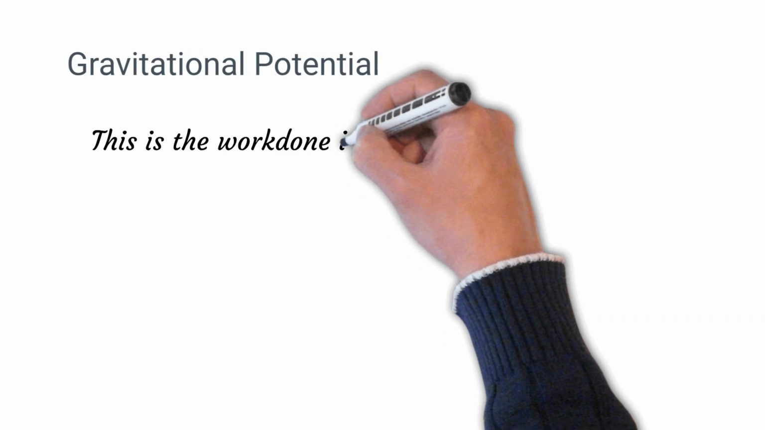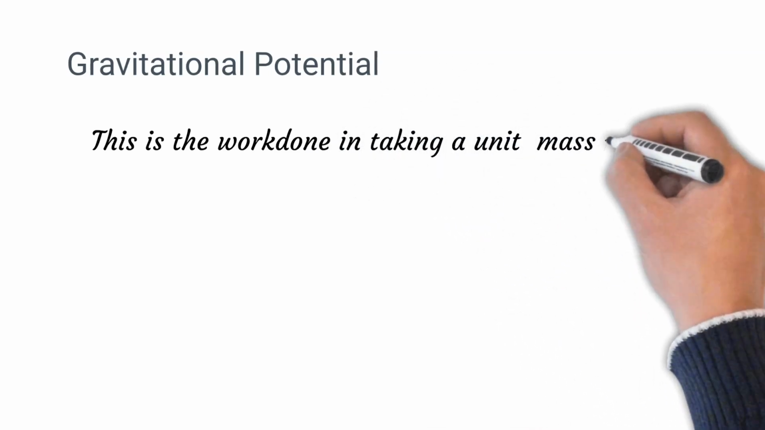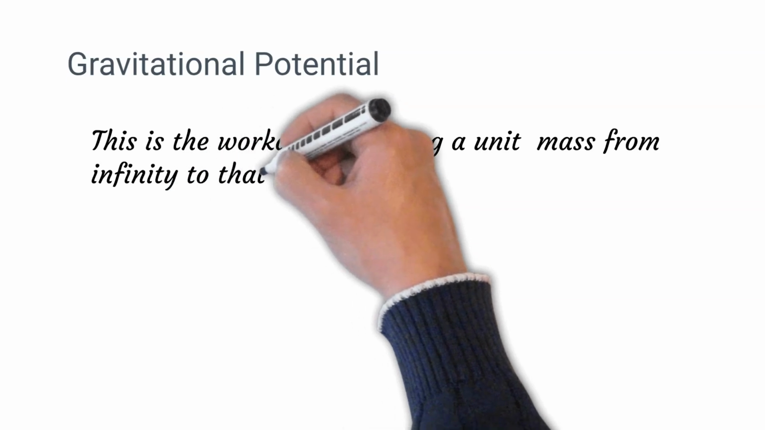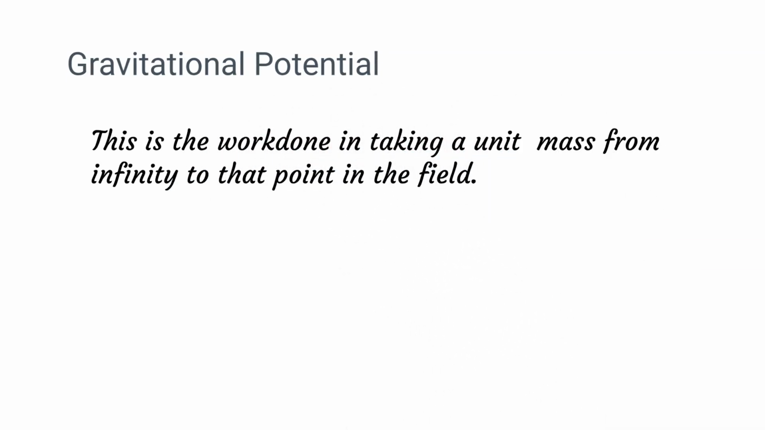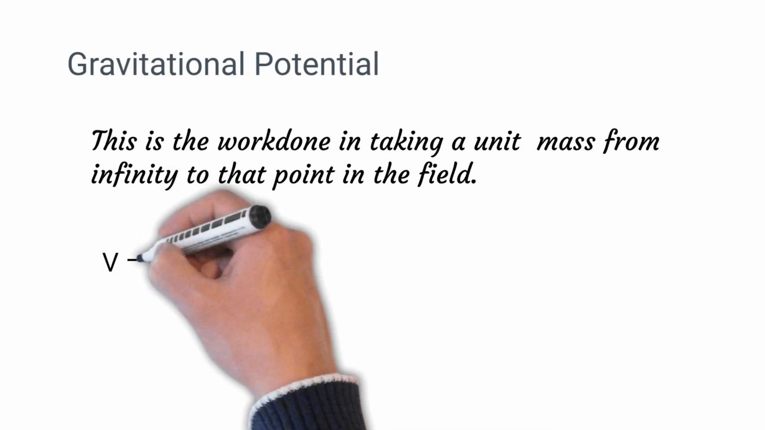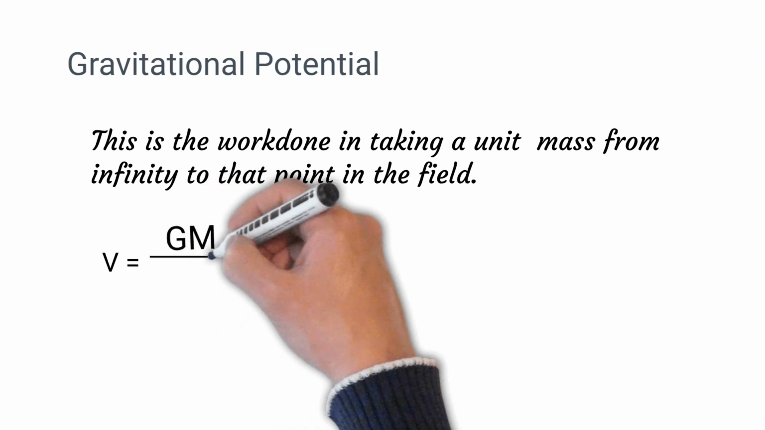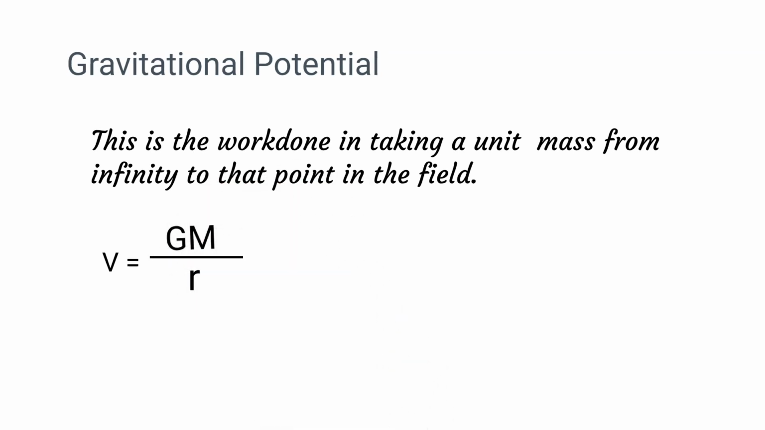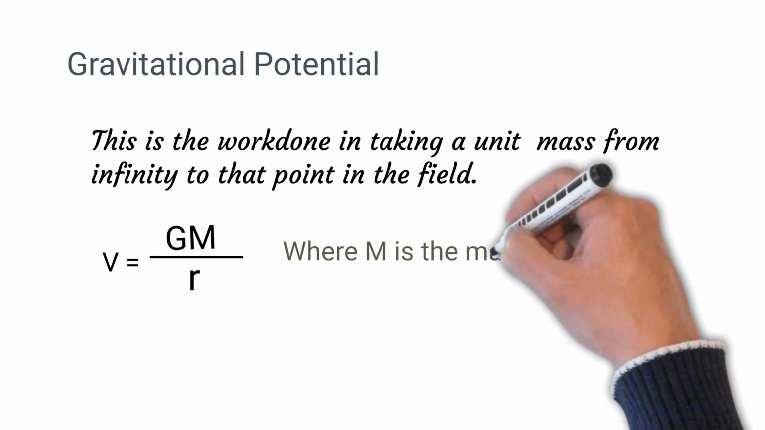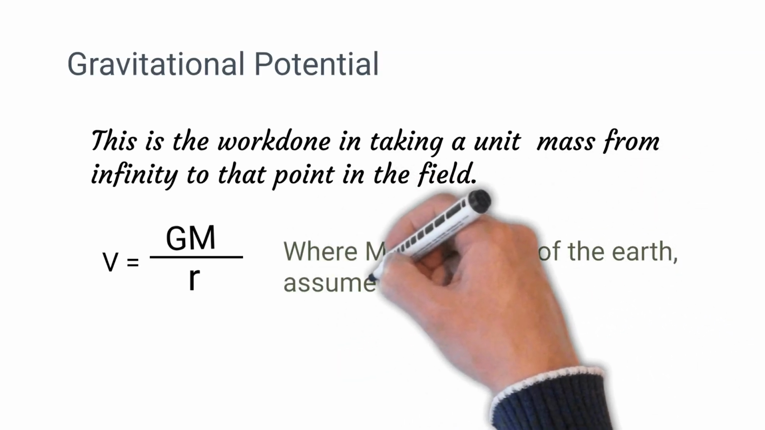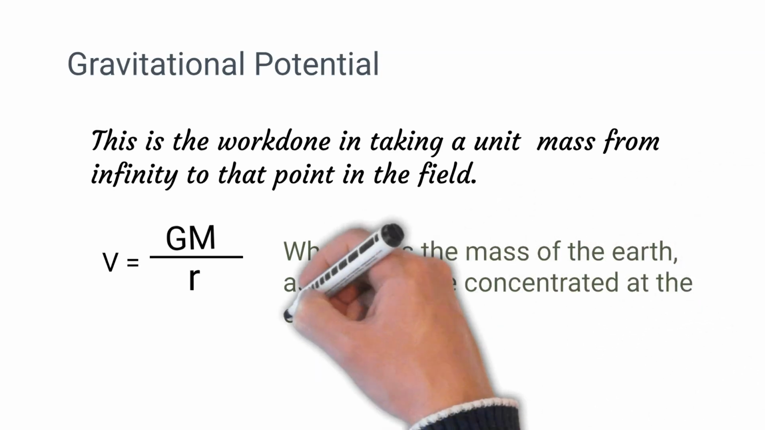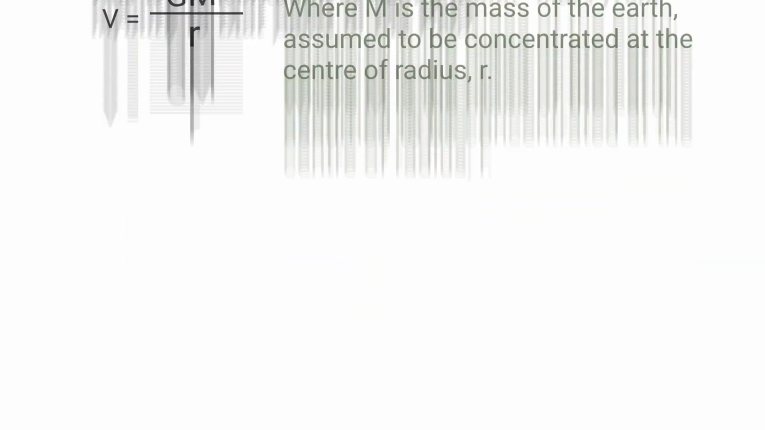Gravitational potential. This is the work done in taking a unit mass from infinity to a point in the gravitational field. You take a mass from a far distance to a point in the gravitational field. It is denoted by V, and the formula is big G times M all over R. That's the formula for the gravitational potential, where M is the mass of the Earth, assumed to be concentrated at the center of radius R.